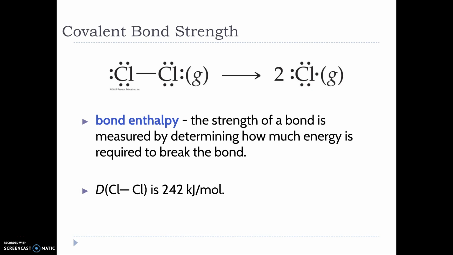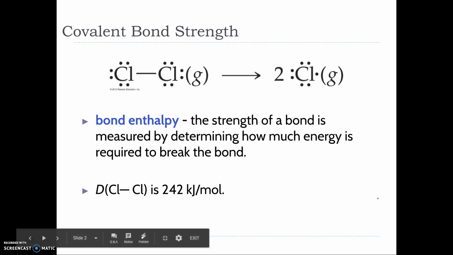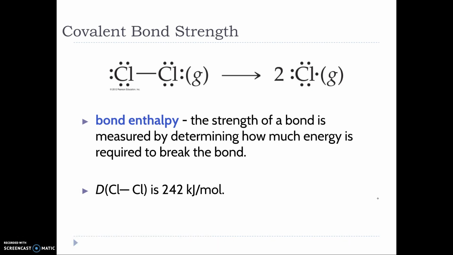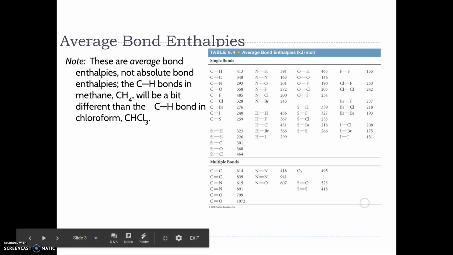If you see right here, we have two chlorine atoms hooked together. If we want to break them apart into two chlorine atoms, it takes a certain amount of energy. In this case, it takes 242 kilojoules per mole. Anytime you want to break a bond, you have to input energy. That's a positive value.